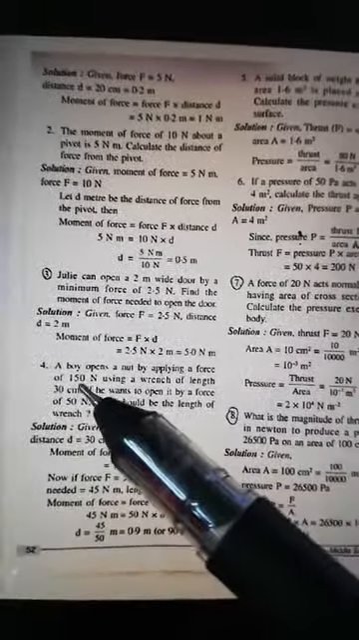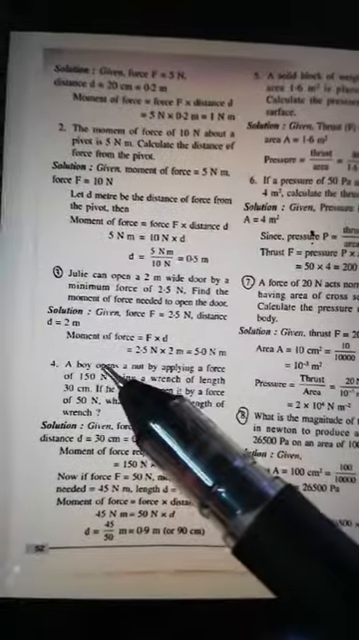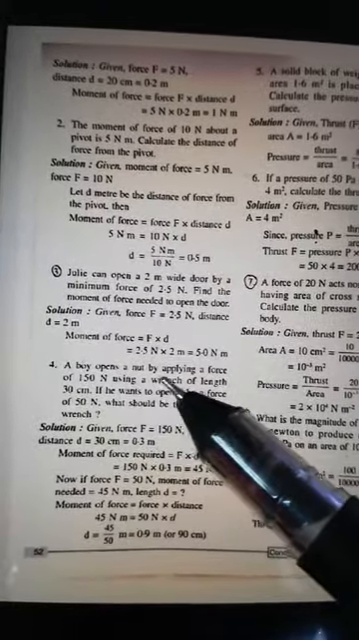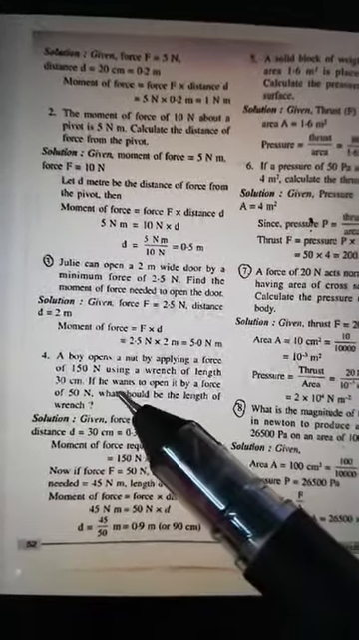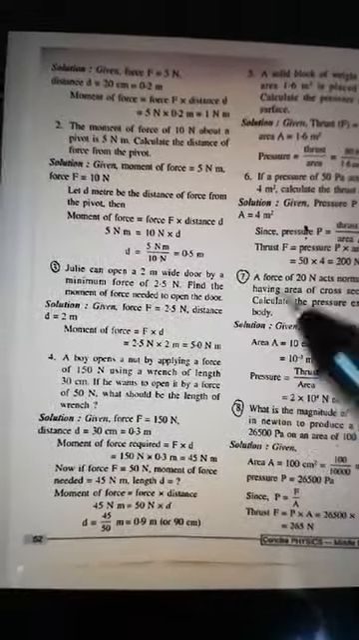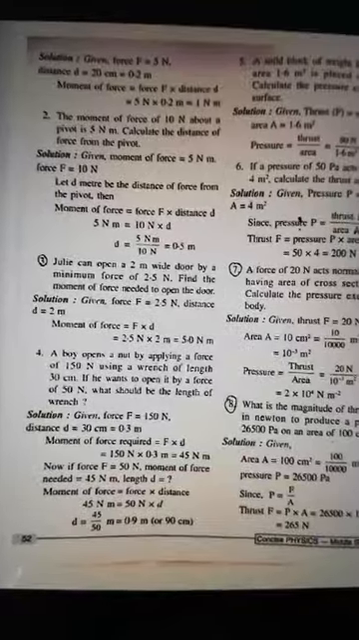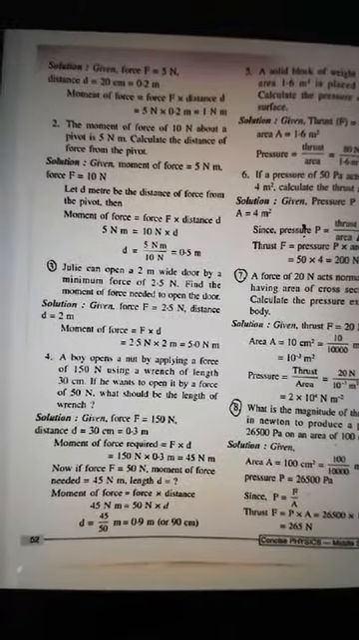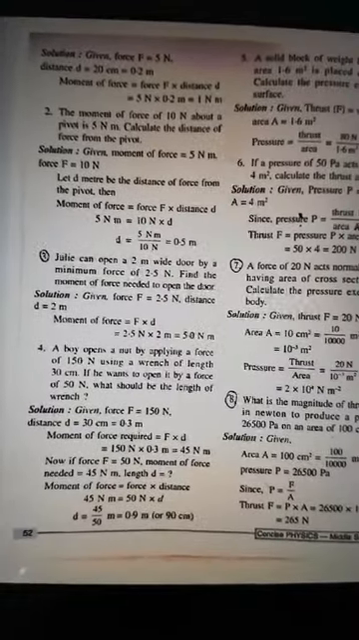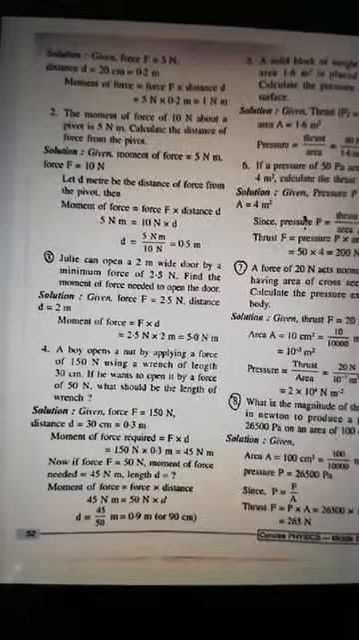Now the next question is about a boy. What is he doing, let's see. A boy wants to open a nut by applying a force of 150 Newton using a wrench. The wrench length is 30 centimeter. You know a wrench? It's an instrument used to open a tight nut. So the wrench length is 30 centimeter and the 150 Newton is the force applied.